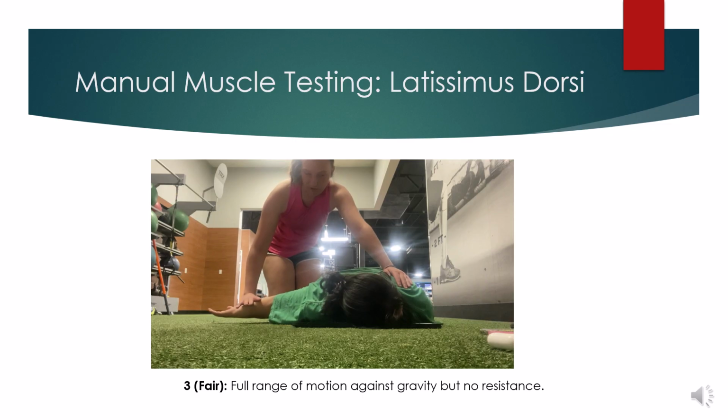So after doing the manual muscle testing, we determined that she had a score of a 3. She had full range of motion against gravity, but a really hard time giving resistance and getting full range of motion when I would push down on the arm.